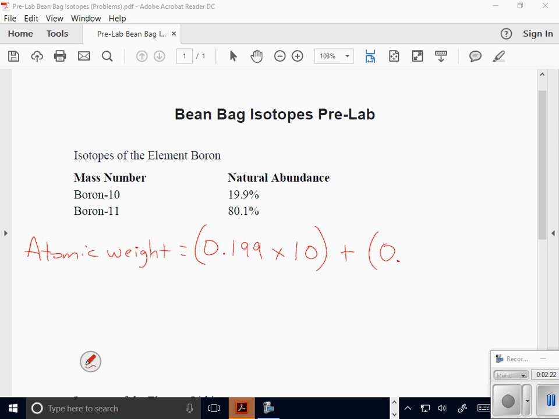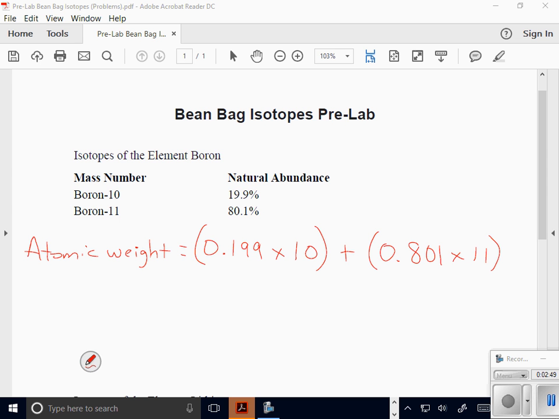So that's going to be 0.801 times 11. Now, just looking at those two numbers, what should my final answer be closer to, 11 or 10? 11, because 80% of this stuff is 11, right?